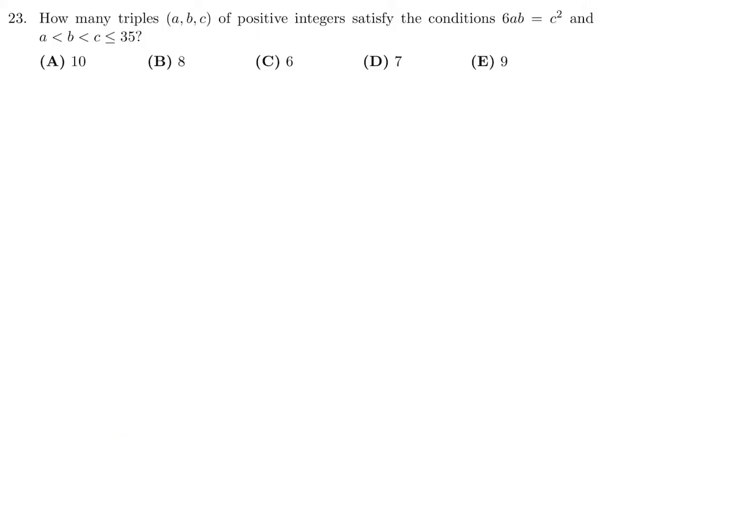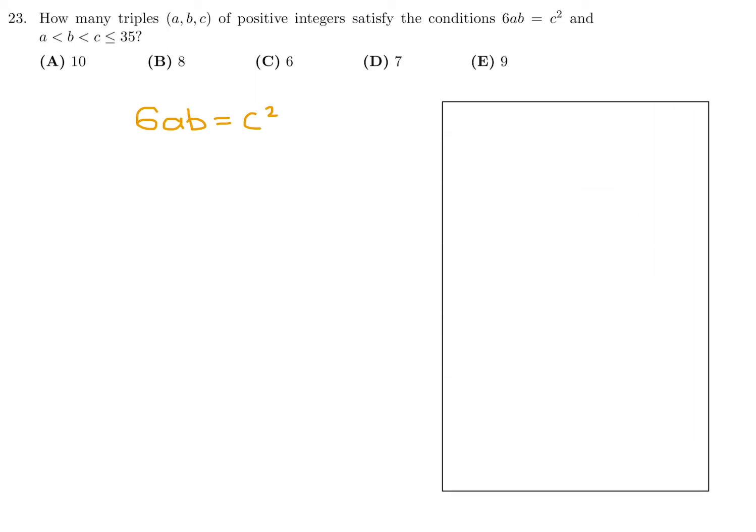How many triples A, B, C of positive integers satisfy the condition 6AB equals C squared and A is less than B is less than C is less than or equal to 35? 6AB is equal to C squared. So basically what that means is that C squared has to be divisible by 6. So what I'm going to do is make a little table, and off we go.